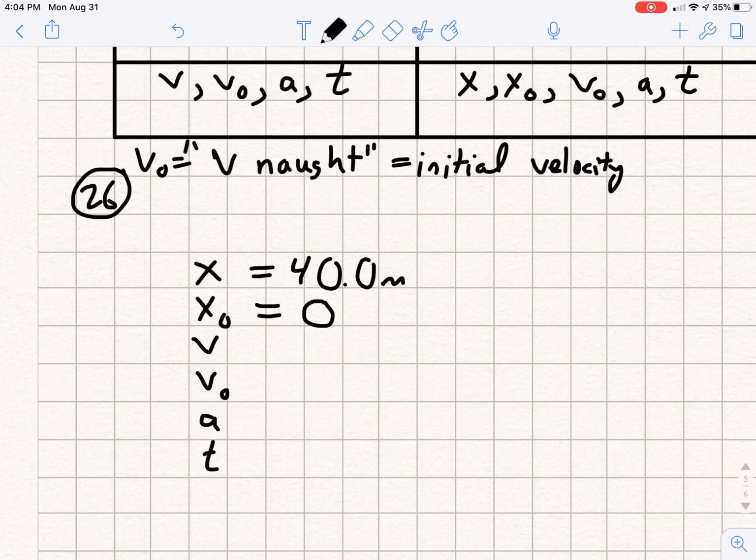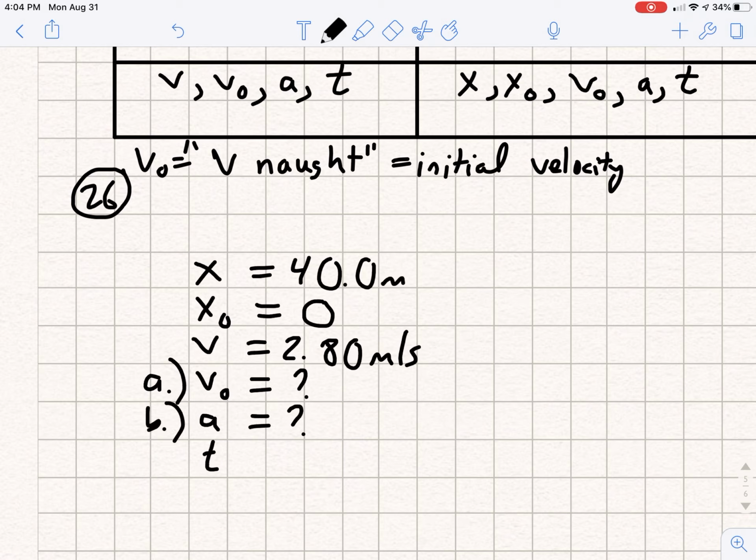It tells you the final speed is 2.8 meters per second. It does not tell you the initial speed. In fact, in part A, it wants you to find the original speed. So v naught is our question mark for part A. And then the acceleration is our question mark for part B. The time we are given is 8.5 seconds.